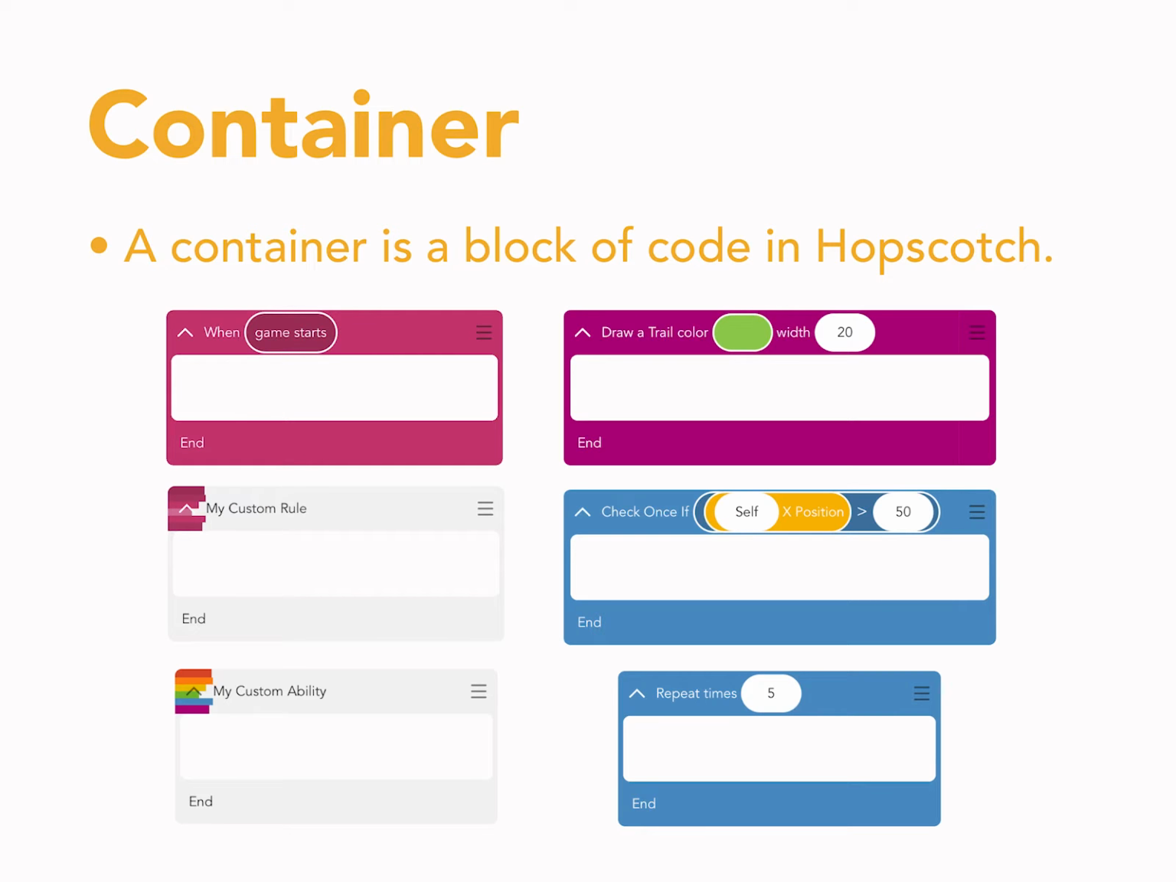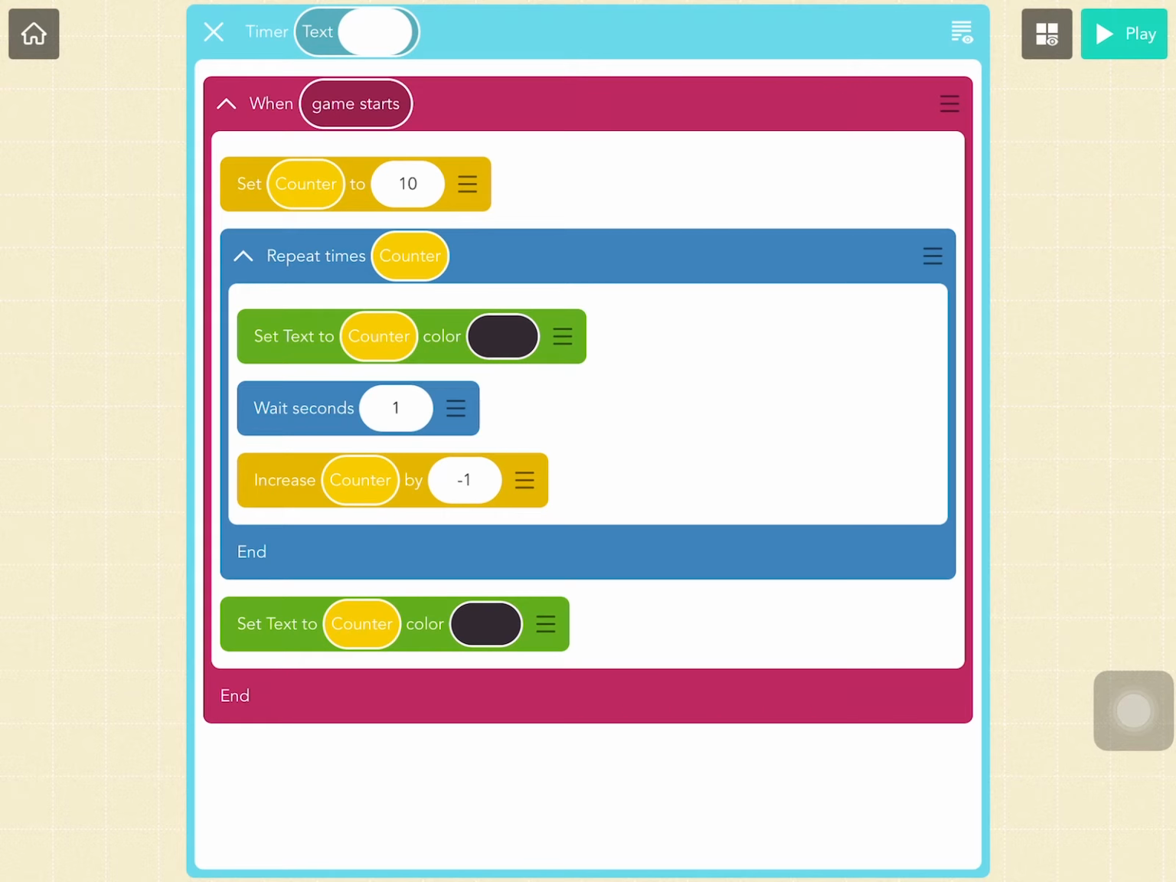A container is a block of code in Hopscotch. For example, a when container, a custom rule or custom ability, a repeat block, a check once if block, or a draw a trail block. Currently, the scope of the local variable can be set to a specific container by dragging where the local variable is declared. Since counter is a local variable, it will exist only in the container where it has been declared.